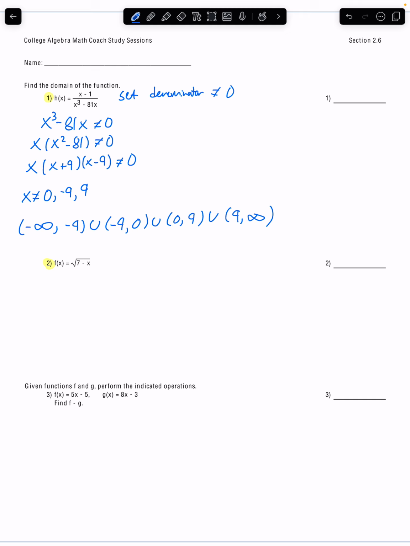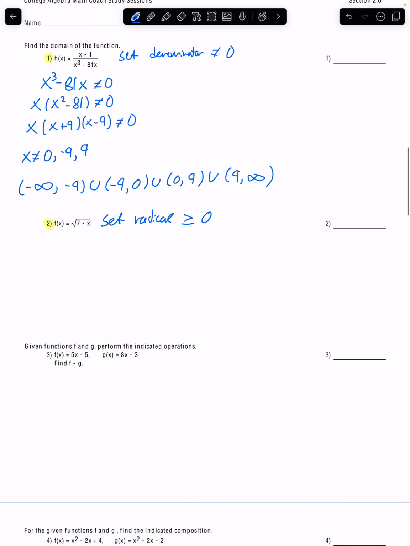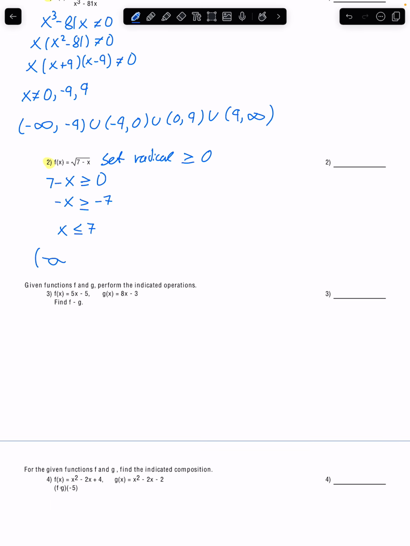Then for number 2, this is a radical. We can't have anything that's less than 0, so we need to set everything greater than or equal to 0. That's because if we have a negative in the radical, we'll get an imaginary number. Looking at what's inside the radical, it would look like this. We can subtract 7 from both sides. We can then divide by -1, but when you divide by a negative, you have to flip the sign. And this leaves us with the interval notation of negative infinity comma 7 bracket. So we can touch the 7.